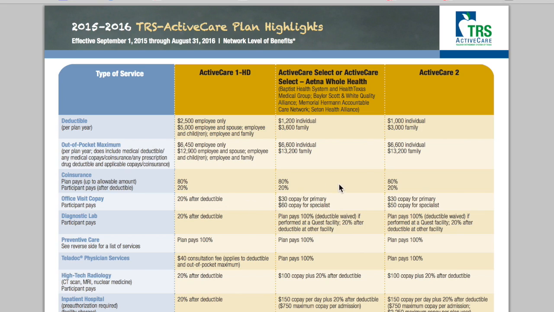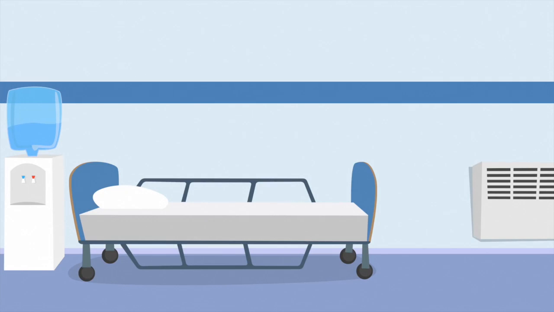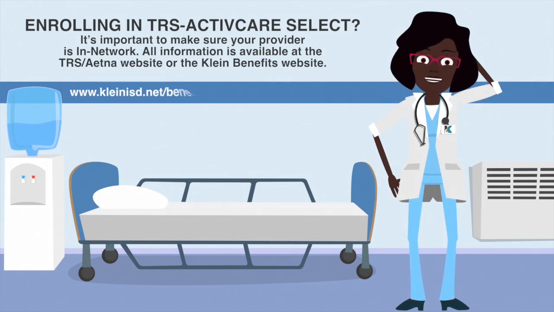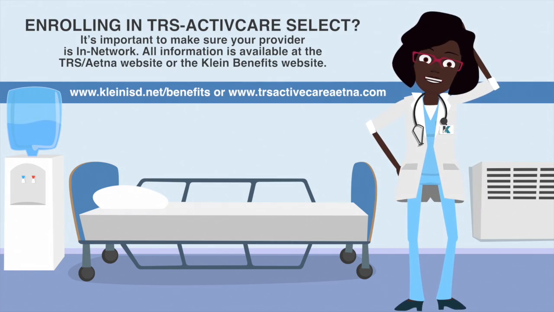TRS Active Care Select, however, is a network-only plan similar to a traditional HMO and utilizes the Aetna Select Open Access network. If you're planning on enrolling in the Active Care Select plan, it's important to make sure that your provider is in-network.